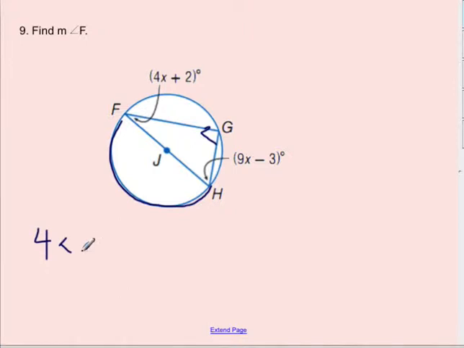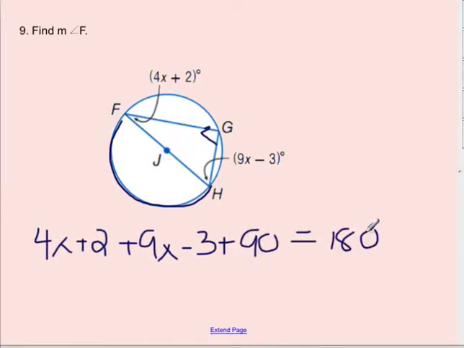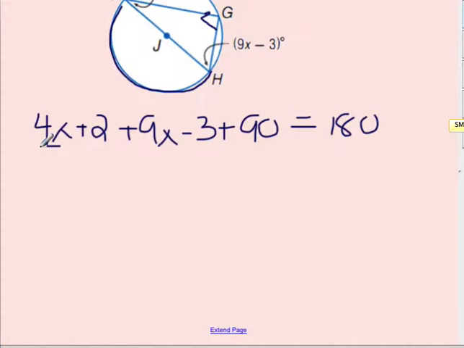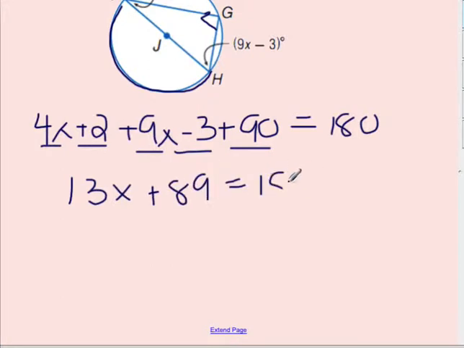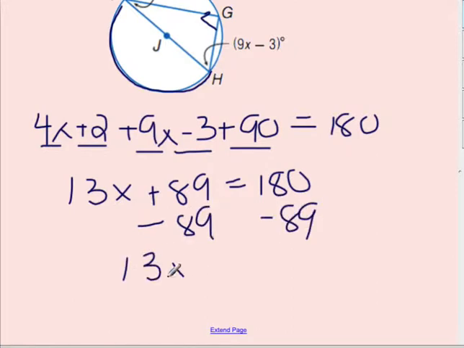The angles of a triangle have to add up to 180. So 4x plus 2 plus 9x minus 3 plus 90 needs to be equal to 180 degrees. So now let's go ahead and solve this. 4x plus 9x is 13x. 2 minus 3 plus 90 is going to give me 89, and that's going to be equal to 180 degrees. So now I need to subtract 89 from both sides, and I get 13x is equal to 91.